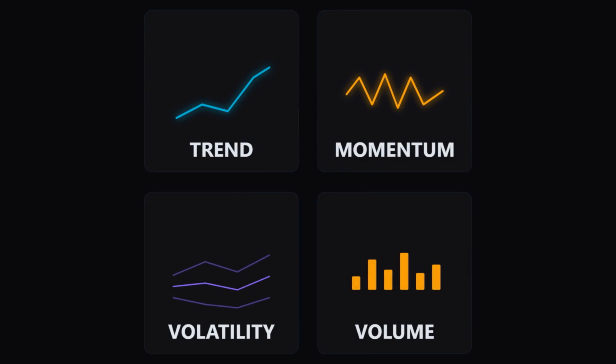Next are volatility indicators like Bollinger Bands or ATR. These are especially useful for breakout strategies and position sizing because they tell you whether the market is expanding or contracting. And finally, you've got volume indicators like OBV or volume profile. These help confirm whether a move has real strength behind it or not.